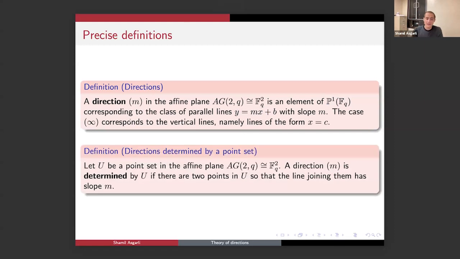And formally, we say that given a point set U in the affine plane AG(2,q), a direction (m) is determined by U if there are two points in U so that the line joining them has slope m. So this is a very intuitive definition. This is what it means for a direction to be determined by a point set. It just means that there's a line that is spanned by at least two points in the collection that gives you that slope.